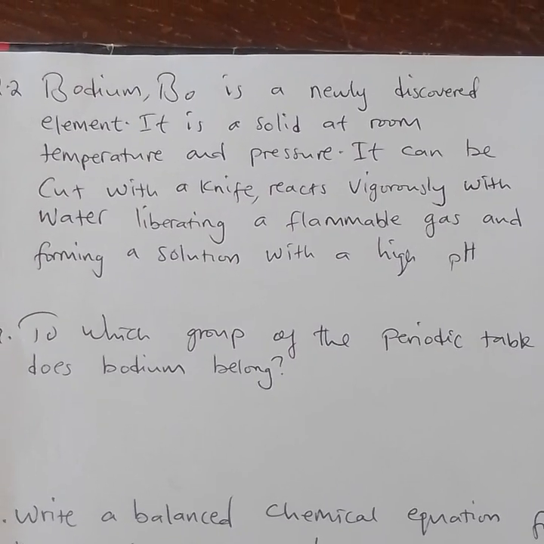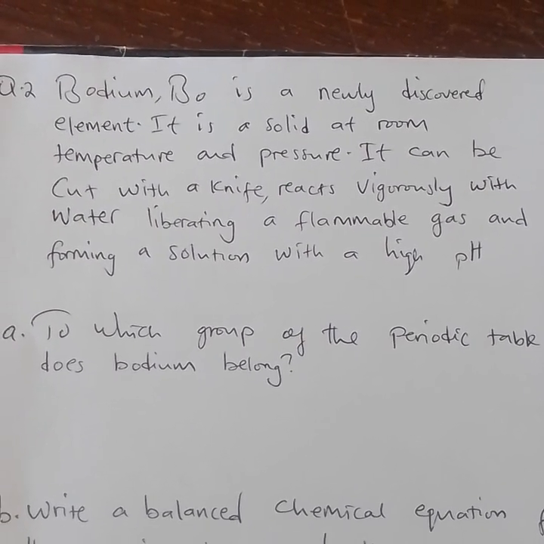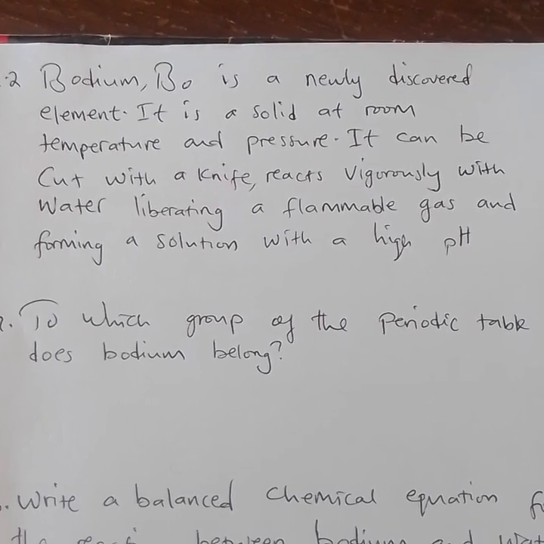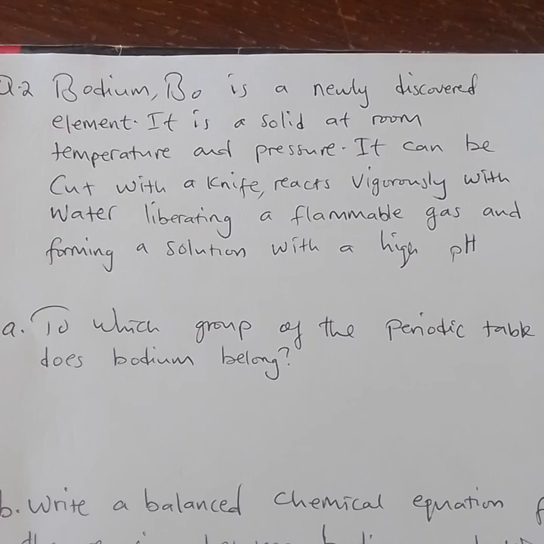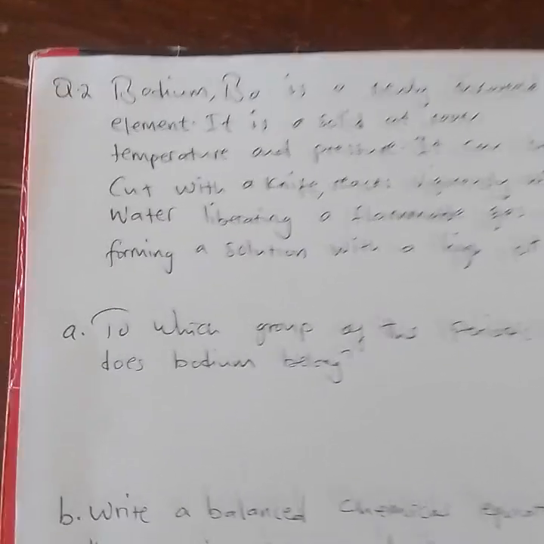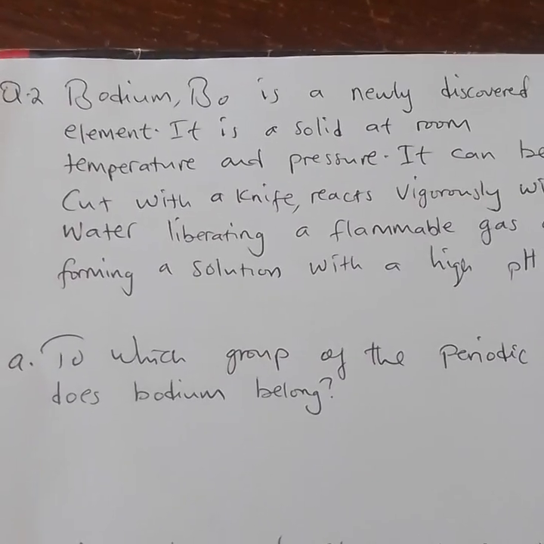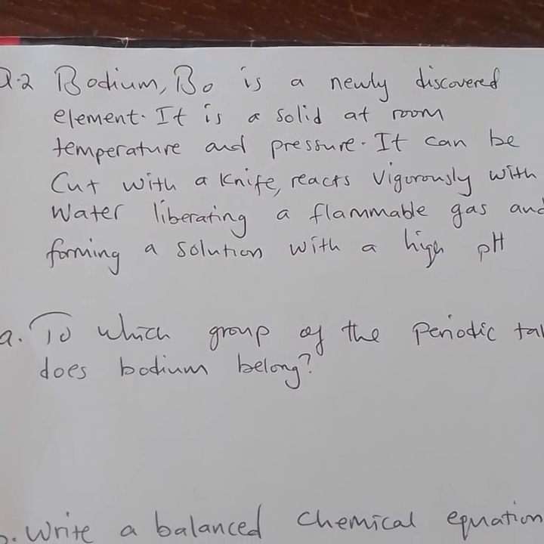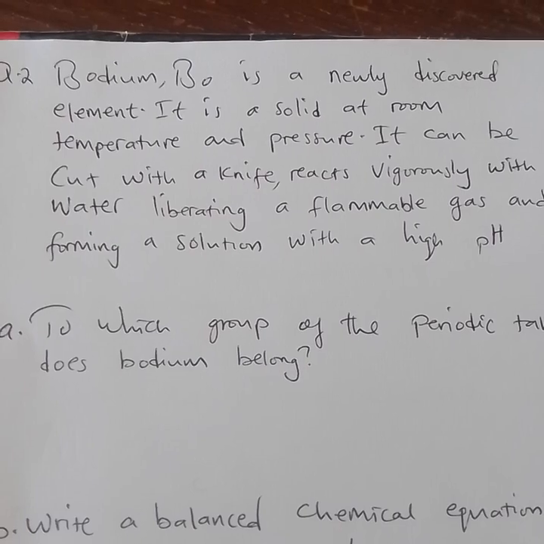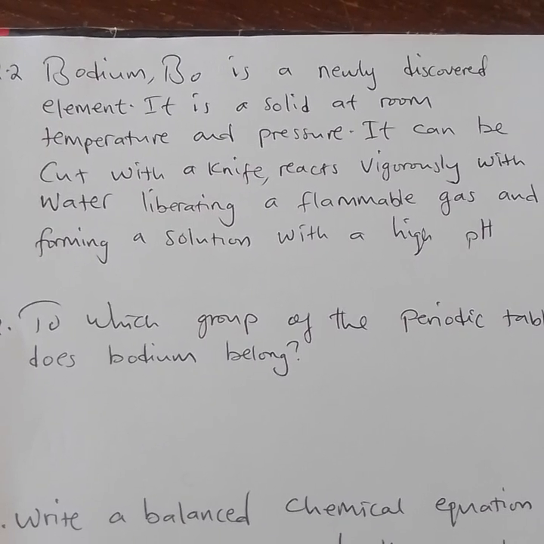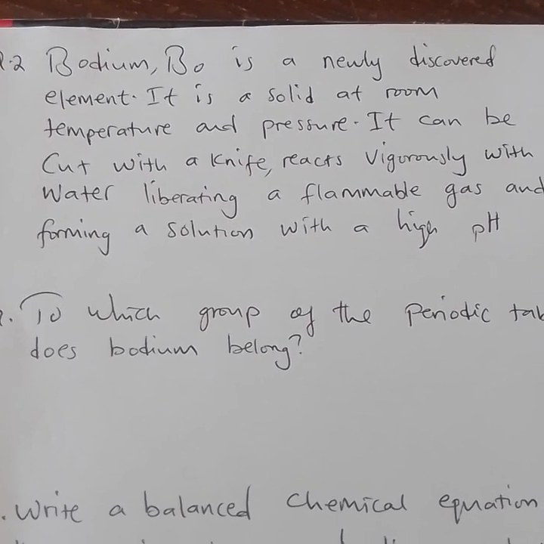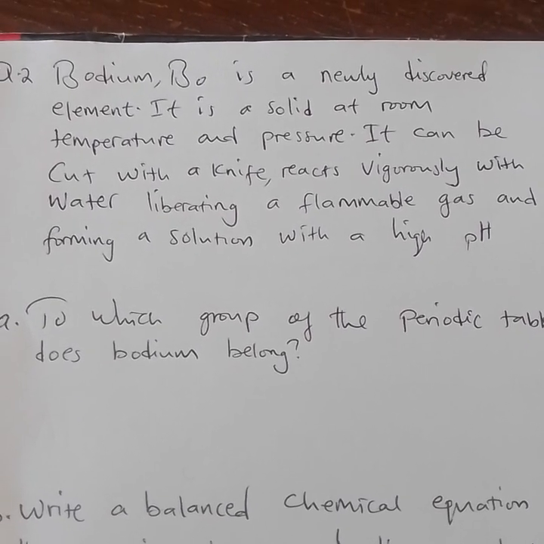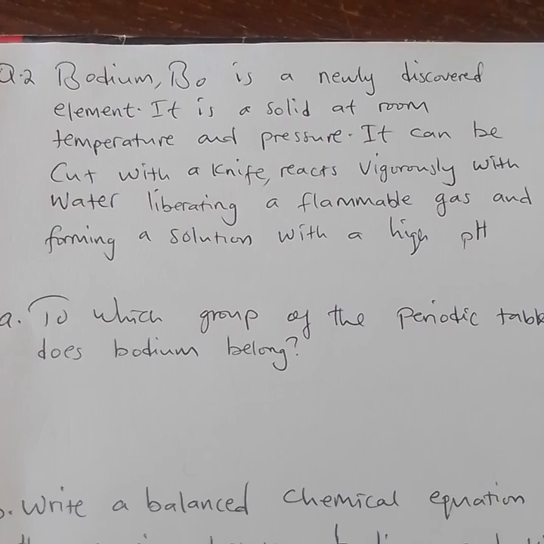Okay, let's look at our next question. Here we have bodium. Its symbol is capital letter B and small letter O. It is a newly discovered element. It is a solid at room temperature and pressure. It can be cut with a knife. It reacts vigorously with water, liberating a flammable gas and forming a solution with a high pH. So these are the characteristics of this element.